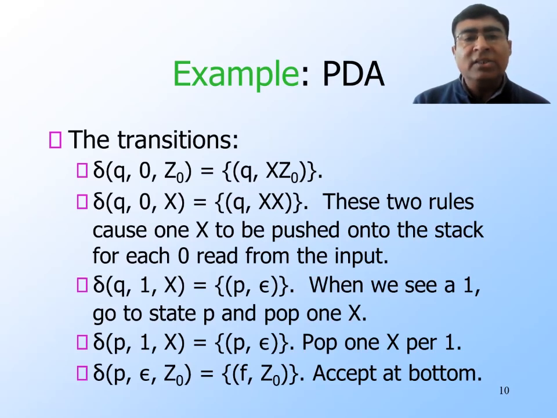In the second transition function, if I am inserting 0 and at the top of the stack is X, then after the transition the state will be Q and the top of the stack will be XX.